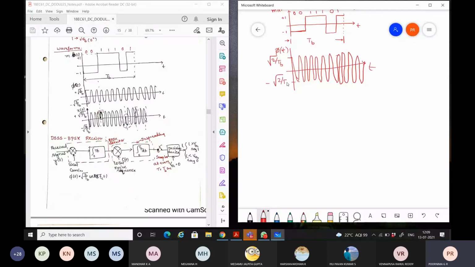Once it is added with the pseudo noise sequence modulated signal, that is your m of t, what you will get is x of t as the output. This is your phi of t. These two are getting multiplied. Once these two signals are multiplied, 0, 0 is getting multiplied with this value. So how will it be? You can see the entire signal will get shifted by 90 degrees.